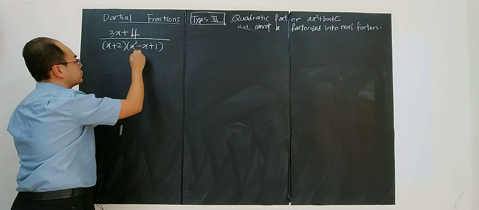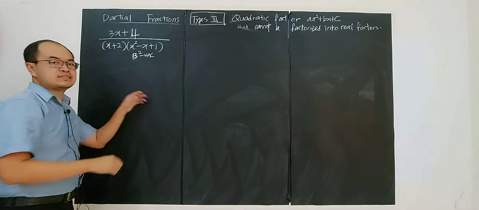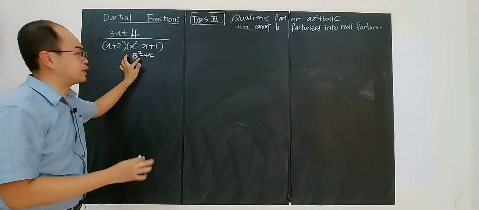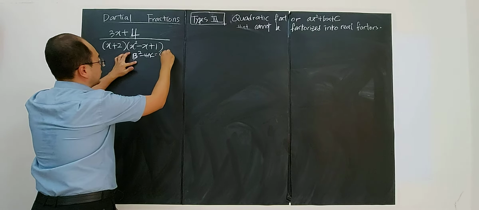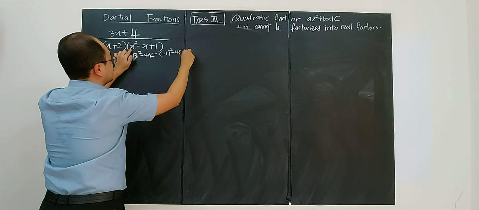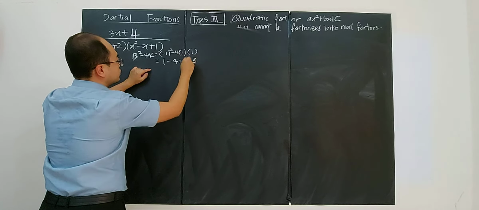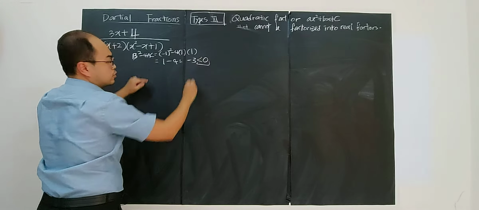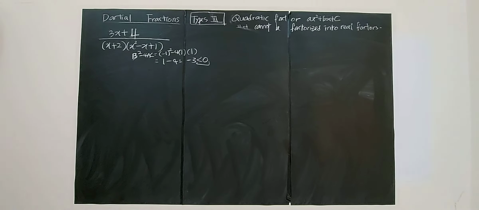If without calculator, you can use b squared minus 4ac, right? You don't always need to test this. This is for your knowledge, if you can do it mentally. So negative 1 squared minus 4. Your a is 1, your c is 1. So you have 1 minus 4, you have negative 3, which is less than 0. So it means this cannot be factorized further into real factors.